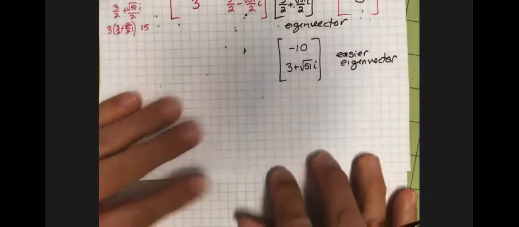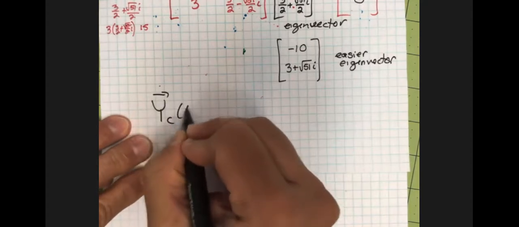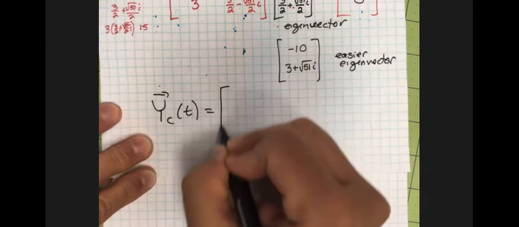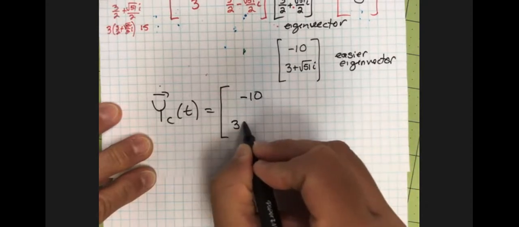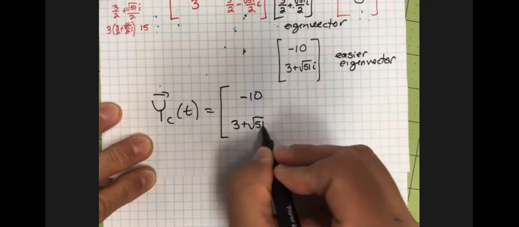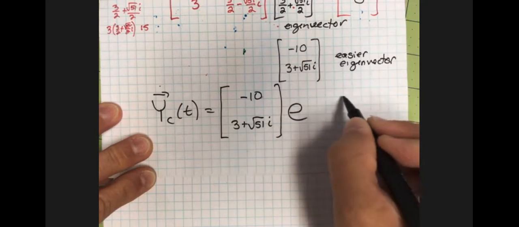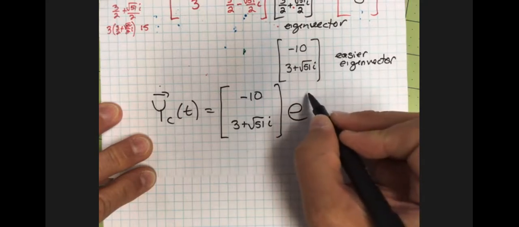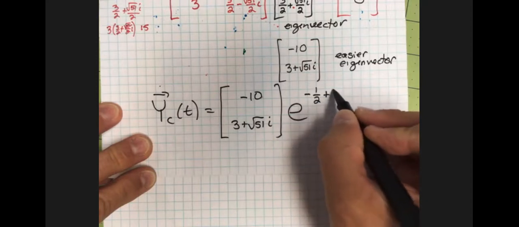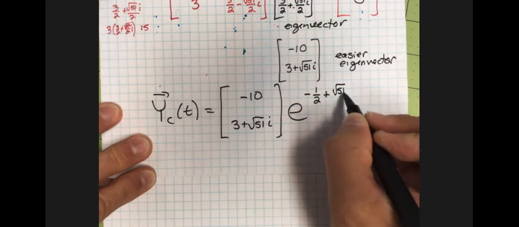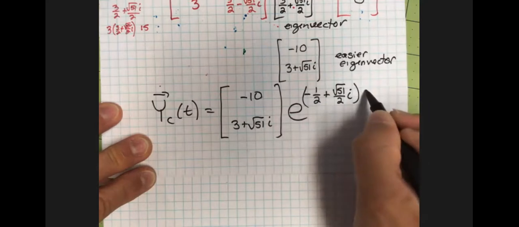I'll bring my papers. So now I have my complex solution. Remember, I'm trying to write big because I'm stuck with fractions. You say, you got rid of the fractions. And I say, no, I'm still stuck with fractions right here. e to the eigenvalue t. The eigenvalue is minus 1/2 plus root 51 over 2i t.